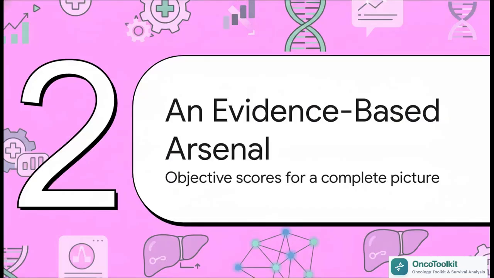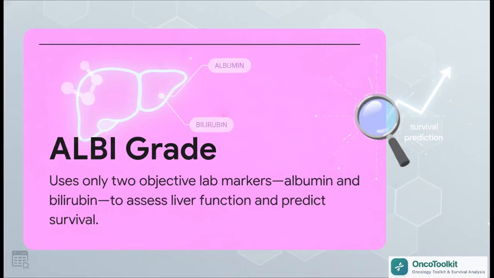So let's talk about the modern, evidence-based arsenal. These are the tools that let us integrate objective data to build that complete and, more importantly, reliable clinical picture. And this brings us to the ALBI grade, which was a real game changer when Johnson and his team developed it in 2015. Its power lies in its beautiful simplicity and objectivity. It only uses two things: serum albumin and bilirubin, two completely standard, reproducible lab values to assess liver function and powerfully predict survival in our HCC patients.